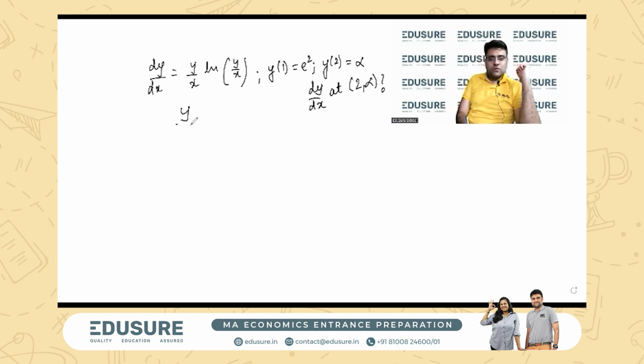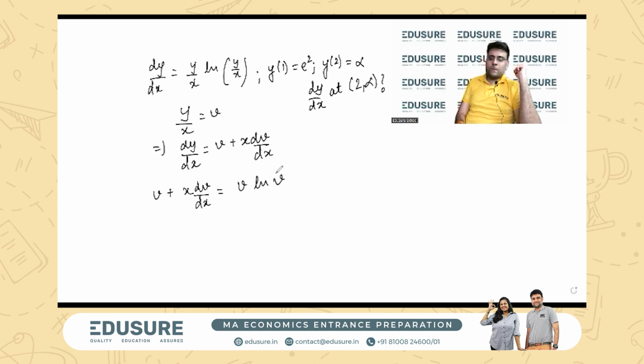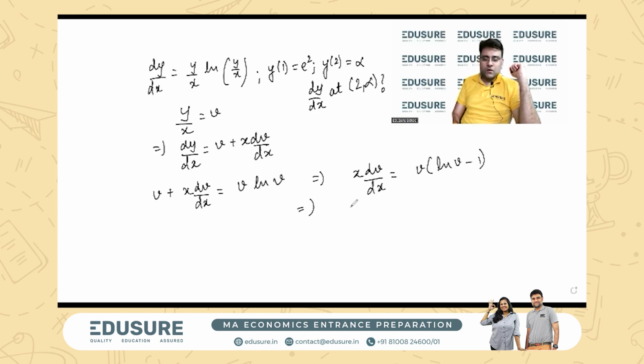Firstly, what do we do? y/x = v, or dy/dx = v + x dv/dx. And this is basically v + x dv/dx = v ln v. Okay, so this can be written as x dv/dx = v (ln v - 1).